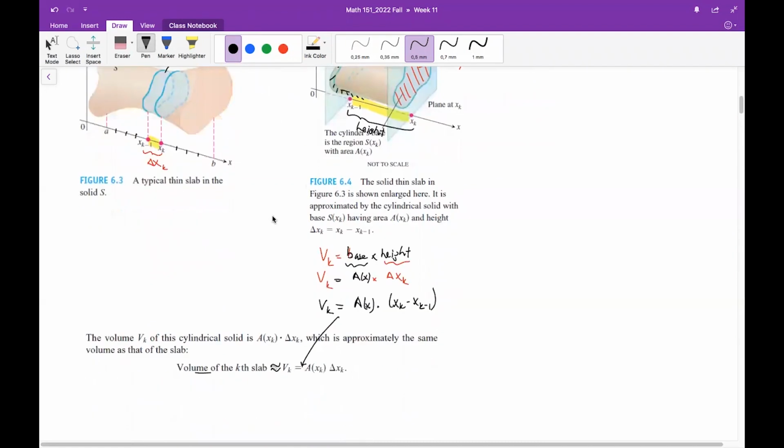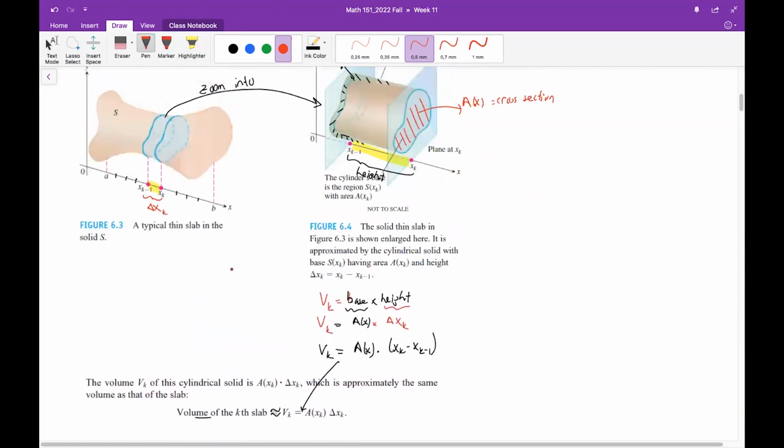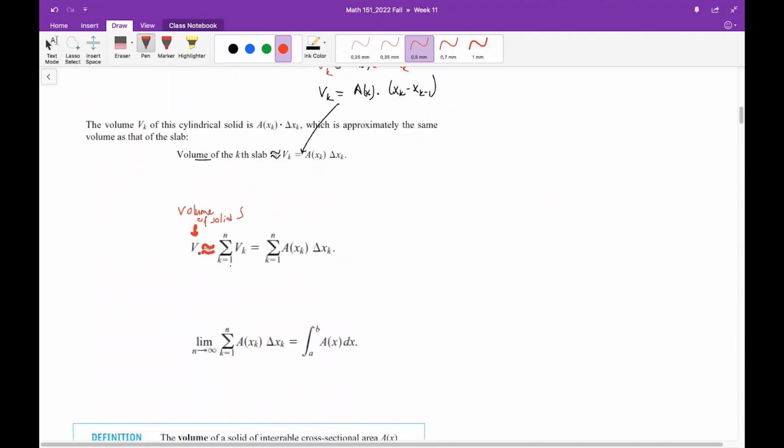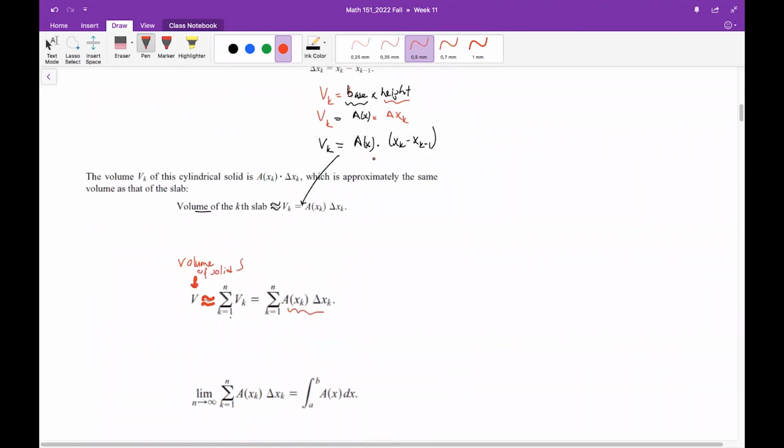The k-th one is seen here, so V_k from 1 to n. The formula becomes like this, and I want to warn you again about this approximate sign. Why do we need to put this approximate sign? This is the volume of our solid S, and it is approximately the same as the sum of the volumes of all cylindrical shapes like this that you obtain over each sub-interval. So they are not the same because of these error terms. And V_k is computed like this, as we discussed here.